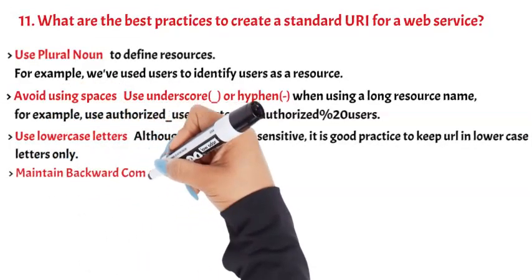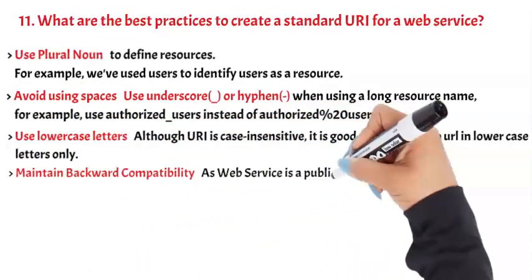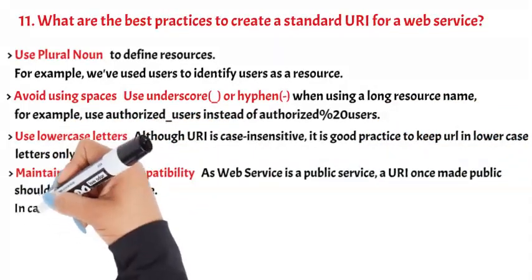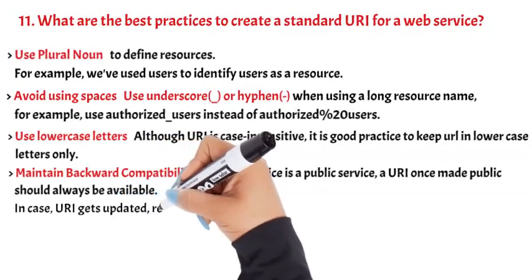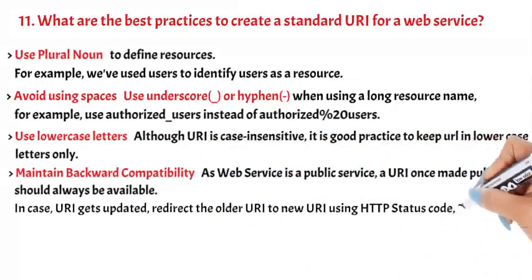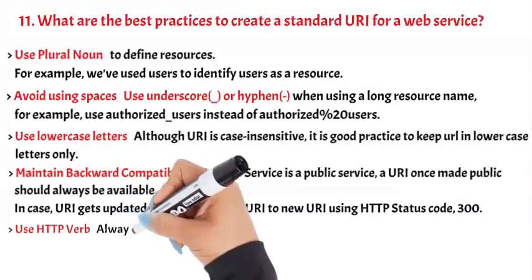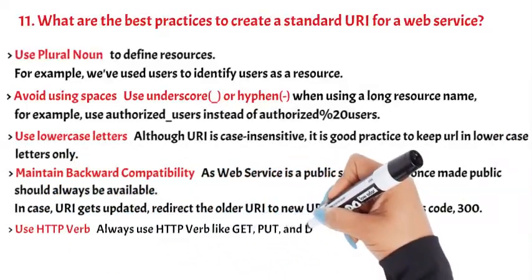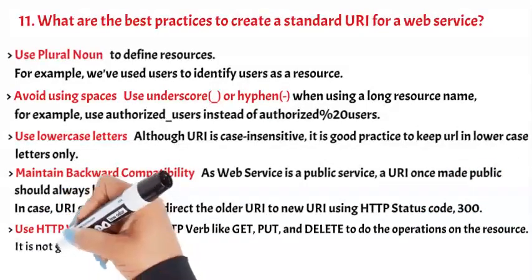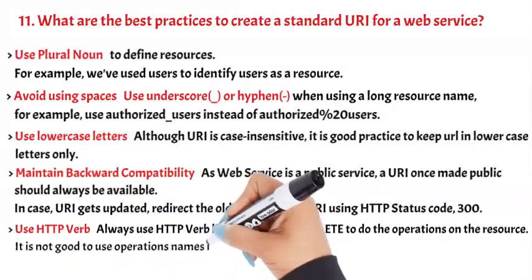Maintain backward compatibility. As web service is a public service, a URI once made public should always be available. In case URI gets updated, redirect the older URI to new URI using HTTP status code 300. Use HTTP verb. Always use HTTP verb like GET, PUT, and DELETE to do the operations on the resource. It is not good to use operation names in URI.